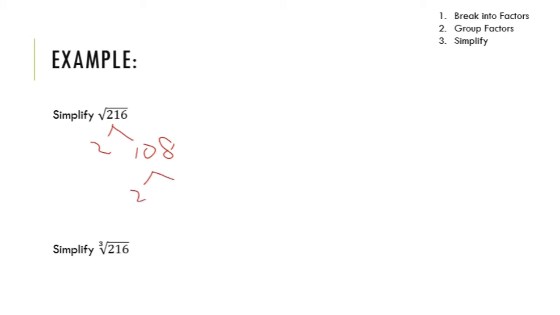And we're going to get 2 again and 54. Then I'm going to break this down further and do 2 again with 27. Now, 27 can no longer be divided by 2, so I have to use another smallest factor, which would be 3. So 27 is 9 times 3, and then 9 is 3 times 3. So that's step 1, breaking into factors.